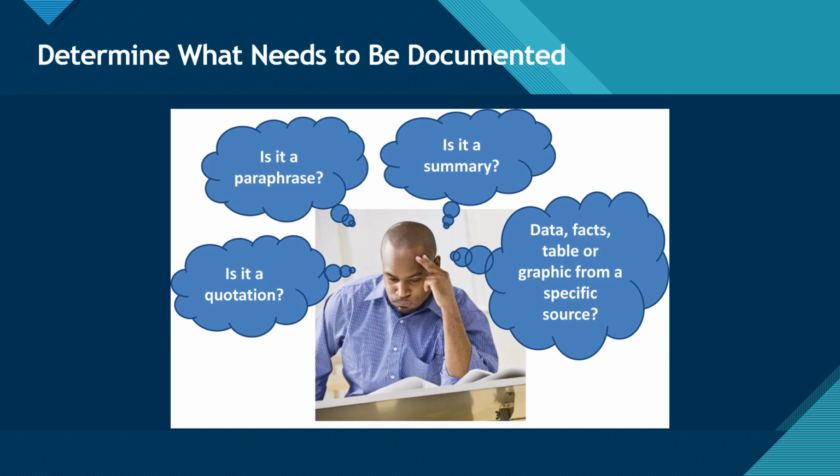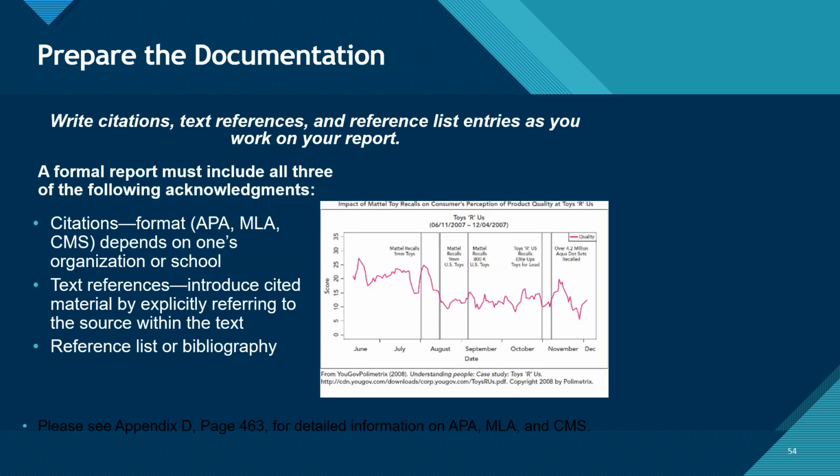First things first. Determine what needs to be documented. Then, prepare the documentation. Write citations, text references, and reference list entries as you work on your report. A formal report must include all three of the following acknowledgements. Citations: format, be it APA, MLA, or CMS, depends on one's organization or school. Text references introduce cited material by explicitly referring to the source within the text. Finally, a reference list or bibliography.